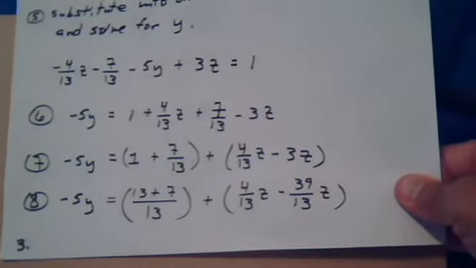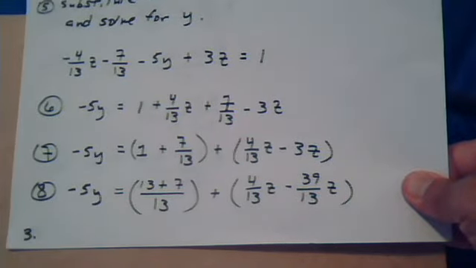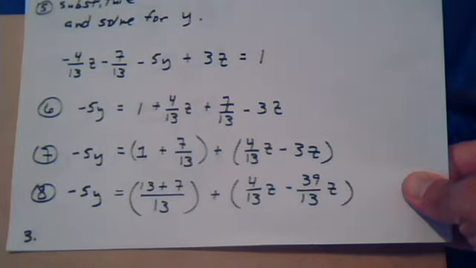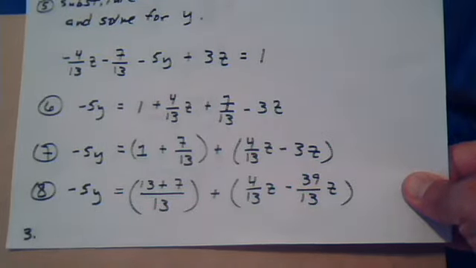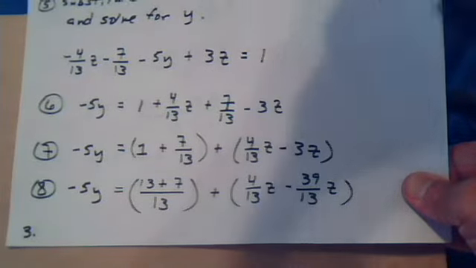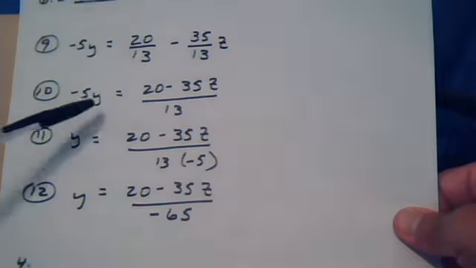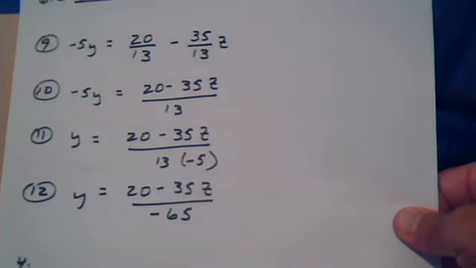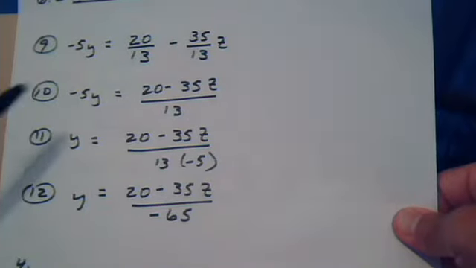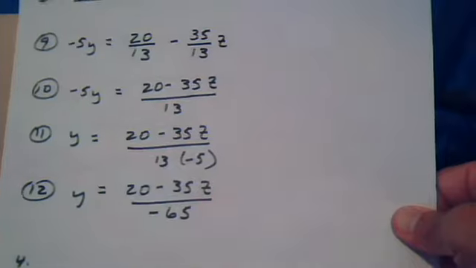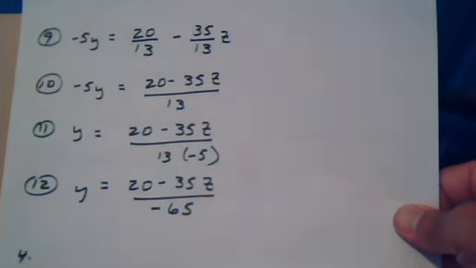Now solve for y. So get the y by itself. So you collect like terms, you get your common denominator, simplify as much as you can. Finally, we have a common denominator. Now divide both sides by a -5. So that cancels a -5 from this side. But what you do to one side, you have to do to the other. So I divide the other side of the equation by a -5.